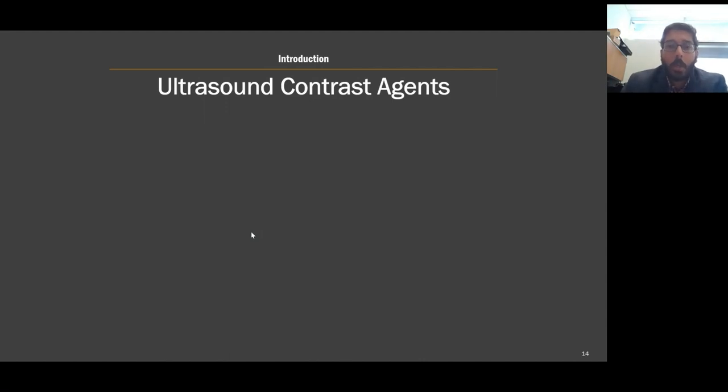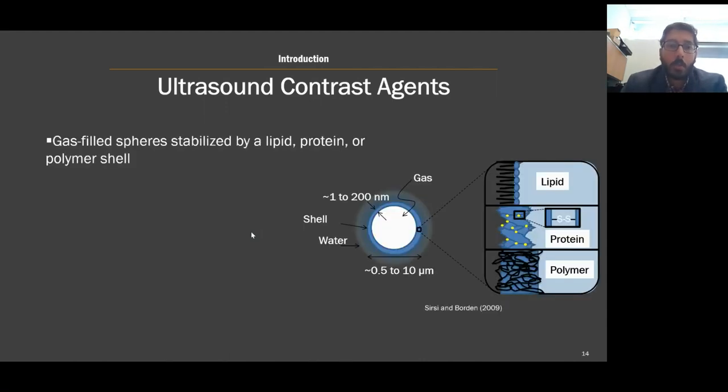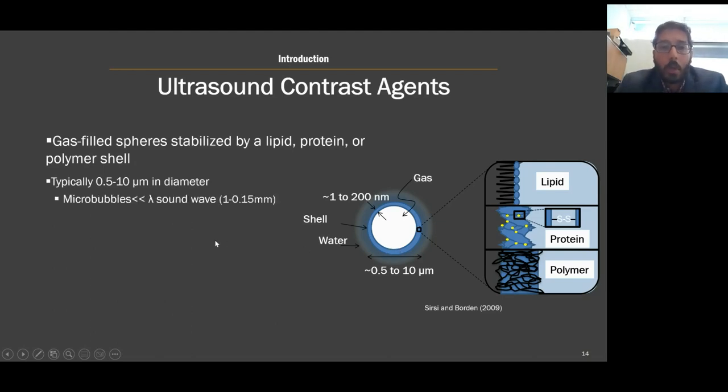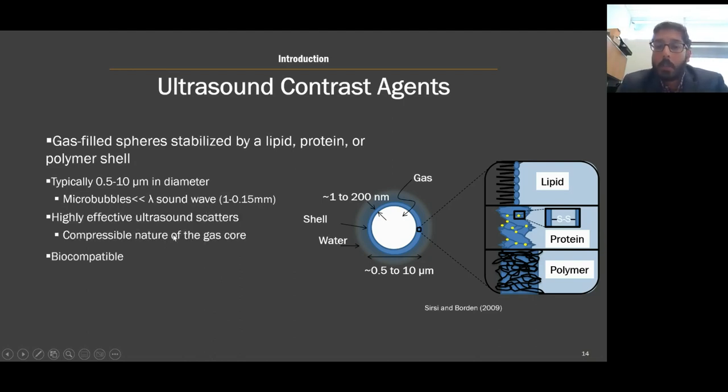The focus of my work is on the development of ultrasound contrast agents, which are small gas-filled spheres that are stabilized by lipid, protein, or polymer shells. They can be designed at any size, but typically they're between 0.5 and 10 microns in diameter. They contain a lipid, protein, or polymer shell surrounding a small gas core. The microbubbles themselves are much less than the wavelength of sound, but they are still efficient scatterers because of the compressible nature of the gas core.